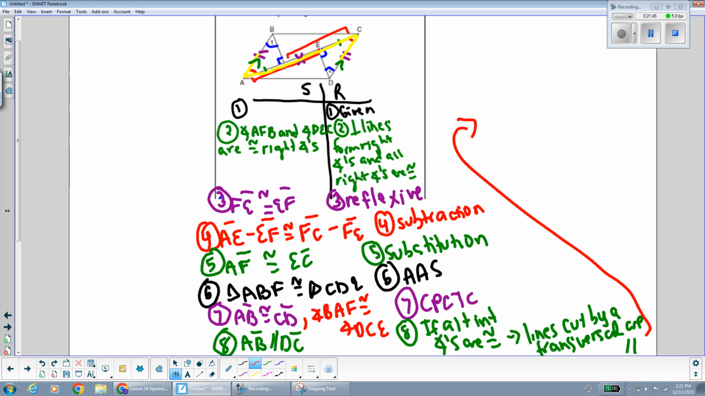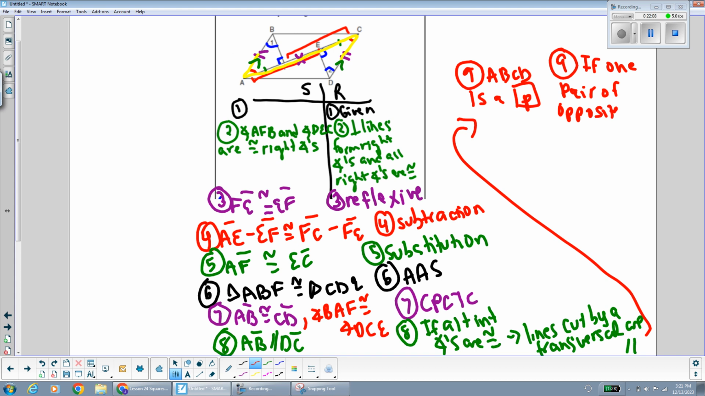And now I have enough information to prove that I have a parallelogram. I'm just going to continue up here. I'm going to label it step 9. Now I know that ABCD is a parallelogram, and that was my goal. And the way I showed that is I showed that one pair of opposite sides, AB and CD, was both congruent and parallel. If one pair of opposite sides are both congruent and parallel, the quadrilateral is a parallelogram.